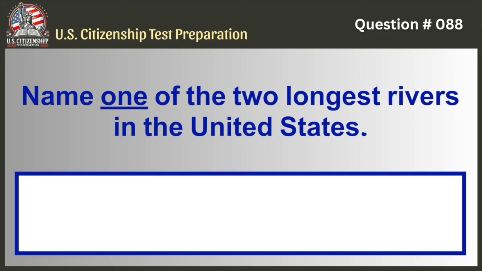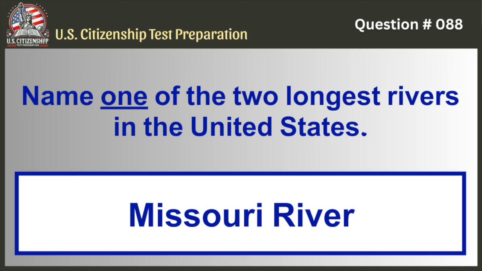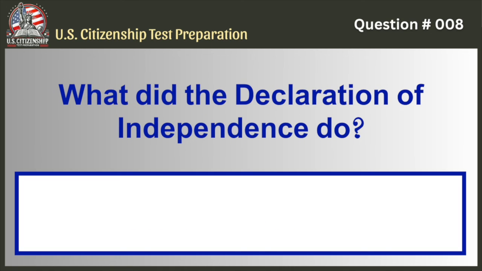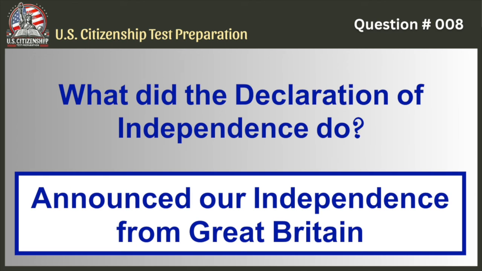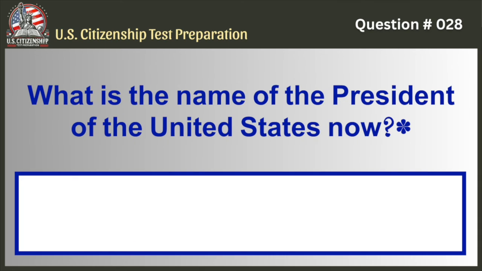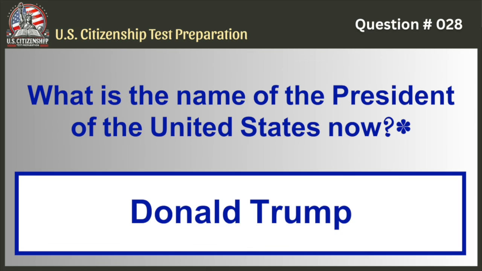Name one of the 2 longest rivers in the United States. Missouri River. What did the Declaration of Independence do? Announced our independence from Great Britain. What is the name of the President of the United States now? Donald Trump.